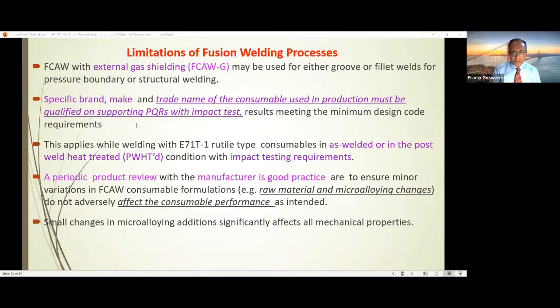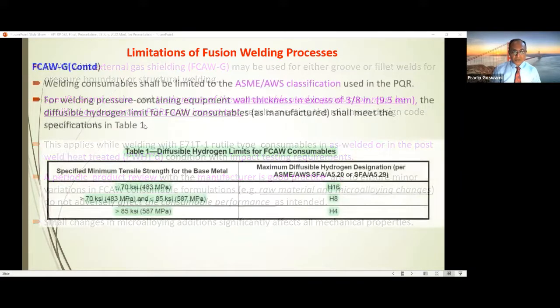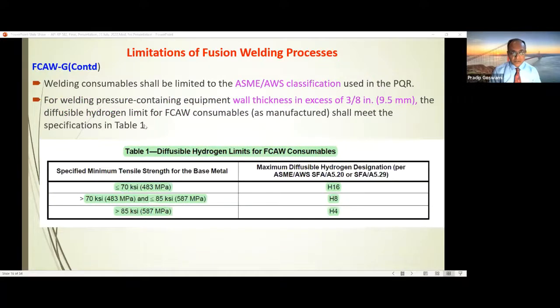So that is why the specific finger pointing is that, yes, you can use the consumable, you can use the specific equipment, you can use a specific setting, but whatever you use, make sure that these consumables are tested or come with the impact test certificate. And flux core arc welding, gas shielded, shall be limited to the ASME AWS classification as used in the PQR.